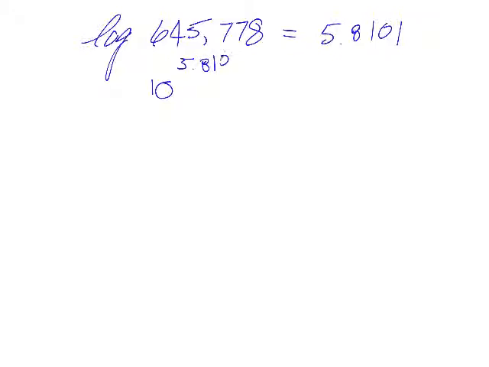So what that means is, if I were to take 10 and put an exponent of this power, which seems weird because you're used to having like 10 squared or 10 cubed, but if I put 10 to the 5.8101 power, I'm going to get this number here. So if I took 10 times itself, 10 times 10 times 10 times 10 times 10, that's 5, times not quite 10 because it's 0.8101, I'm going to get that 645,778.